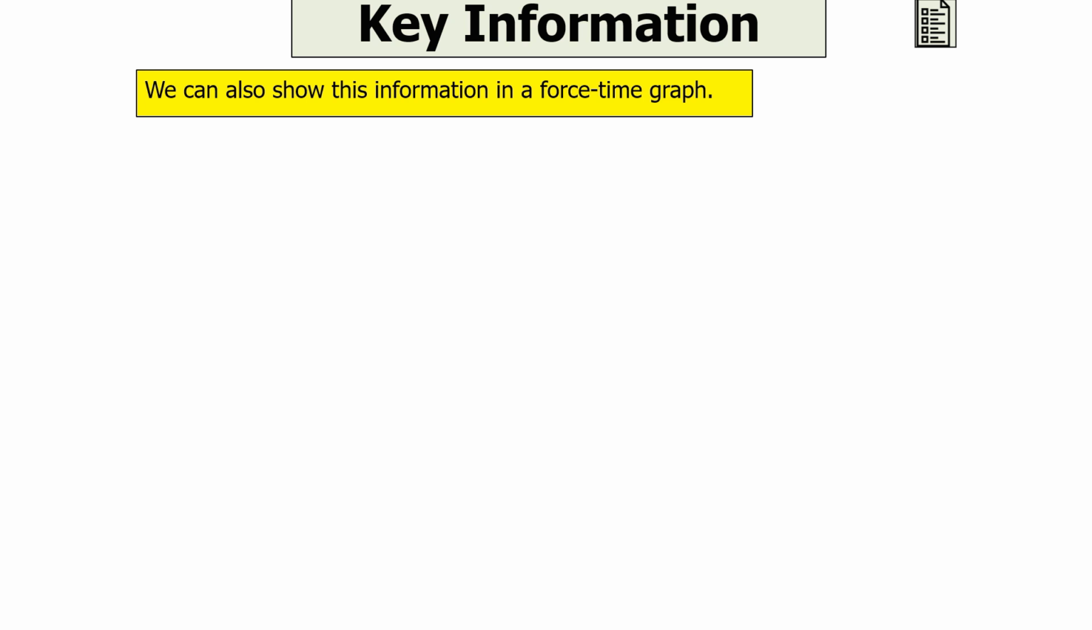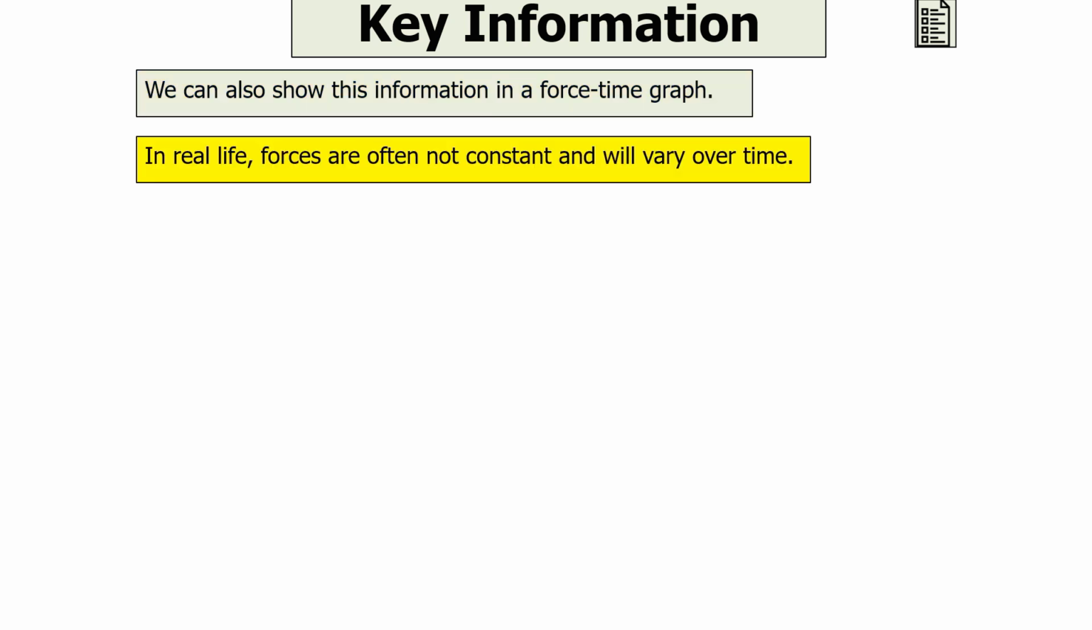Now we can also show this information in a force time graph. In real life, forces are often not constant and will vary over time.